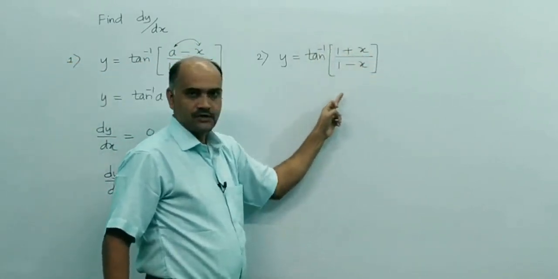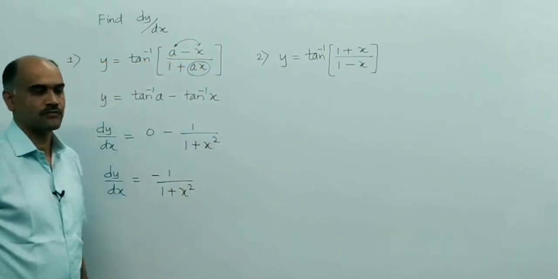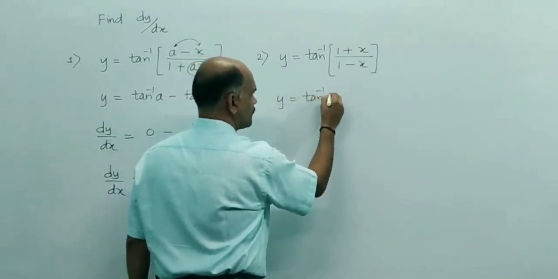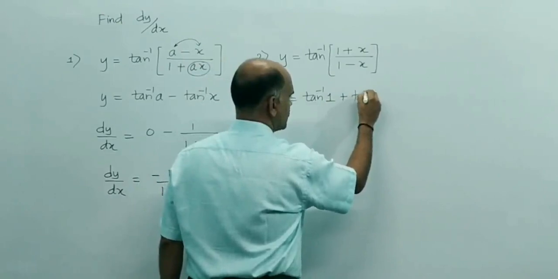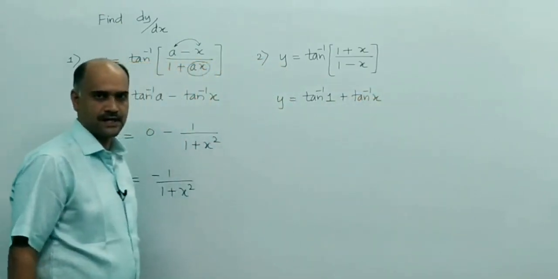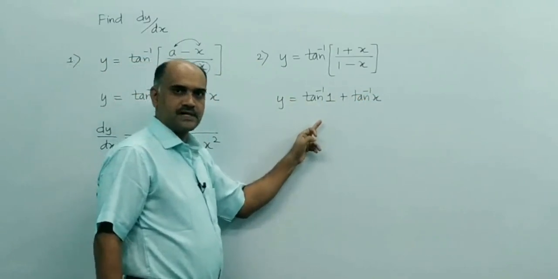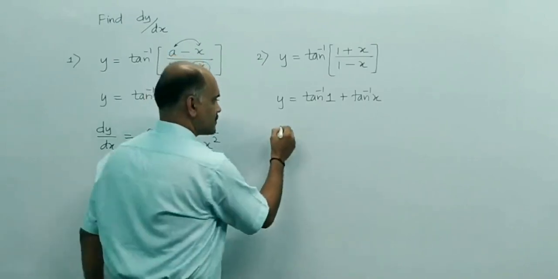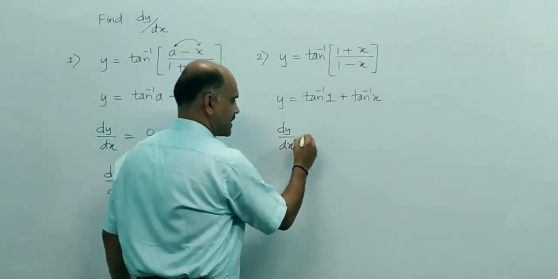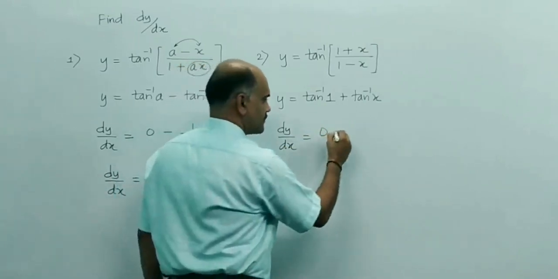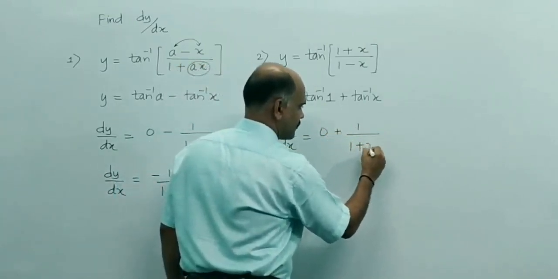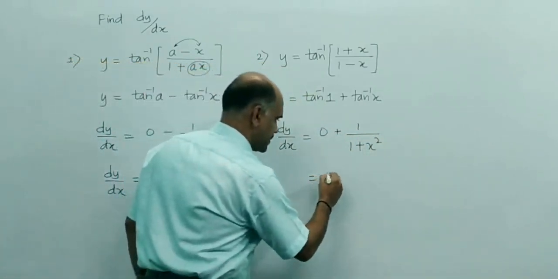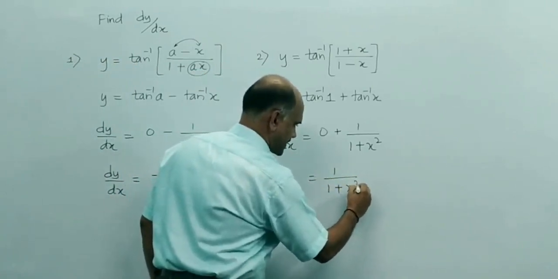Now if you observe, you can apply the first formula. If I apply the first formula, y is equal to tan inverse 1 plus tan inverse x. Tan inverse 1 is pi by 4, but the differentiation of pi by 4 is 0, it is a constant. So directly I will differentiate: dy by dx is 0 plus the differentiation of tan inverse x, which is 1 by 1 plus x square. So the answer is 1 by 1 plus x square.